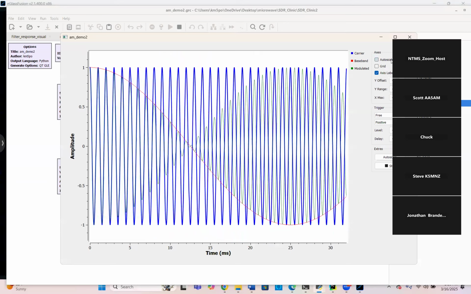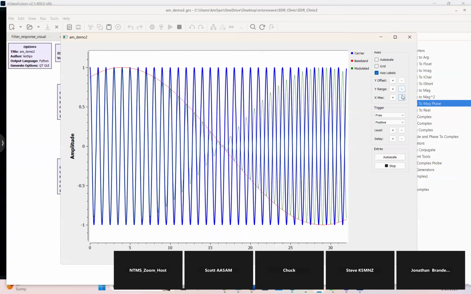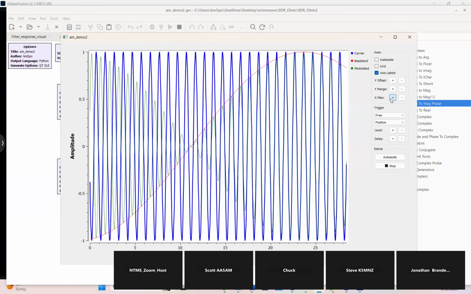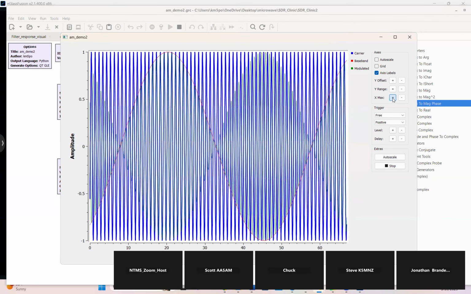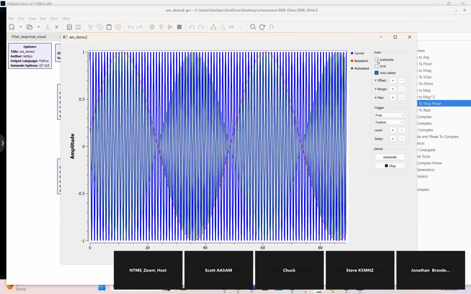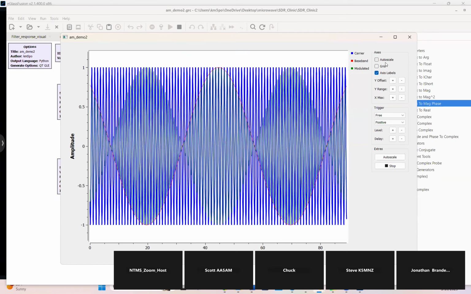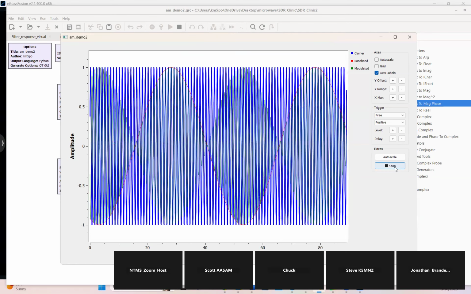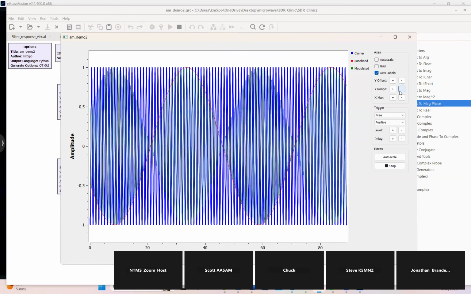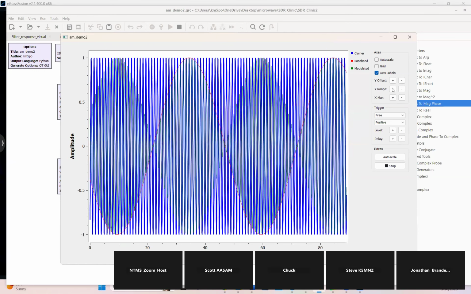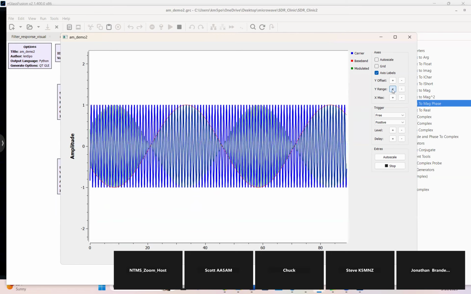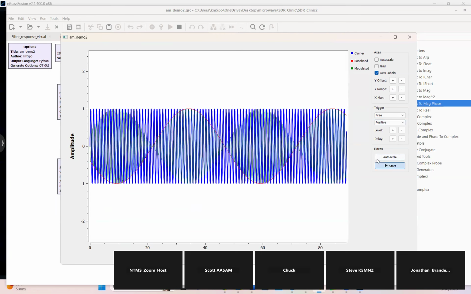I could use a scale. Okay, let me shrink this on the Y a little bit. So now let's take a look at what's going on here. I want to open up the X. And of course, you have to start it again to do that.